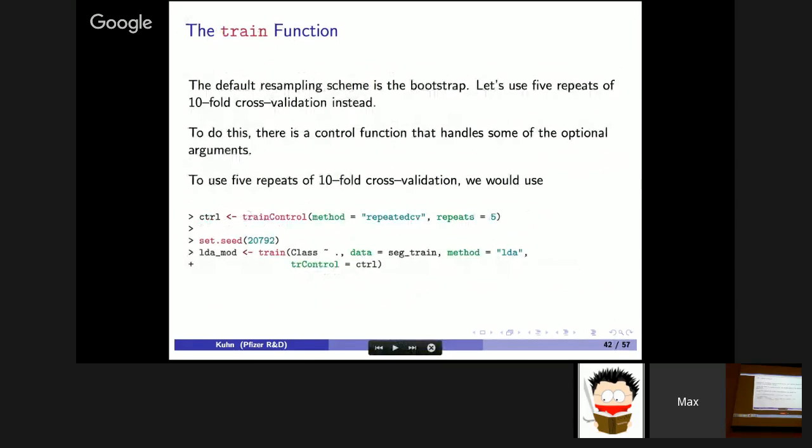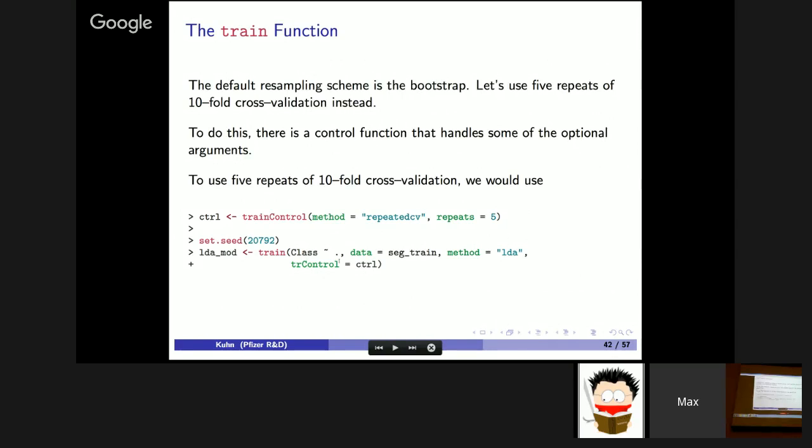And so what I can do is there's a control function that controls a lot of the secondary aspects of the modeling. And when you use the control function, the method inside the control function is for the resampling. So if you say repeated CV, by default it does tenfold cross-validation. You can switch that to 5 or whatever fold you want. And if you tell it to do 5 repeats, it'll do 5 repeats of tenfold cross-validation.